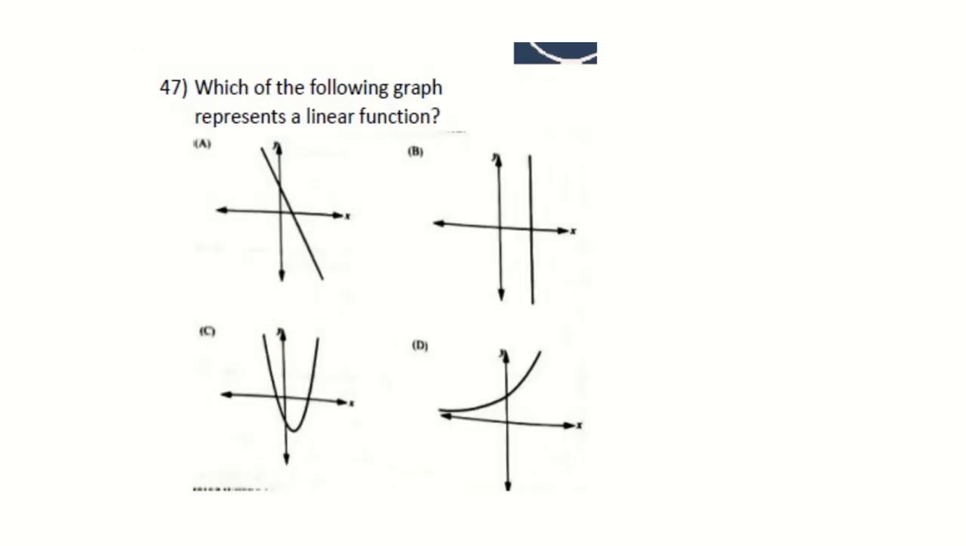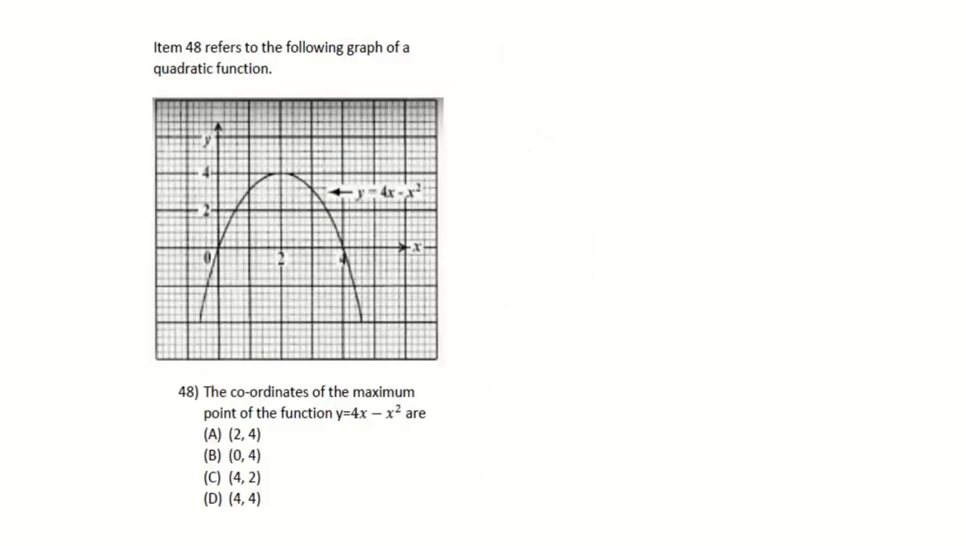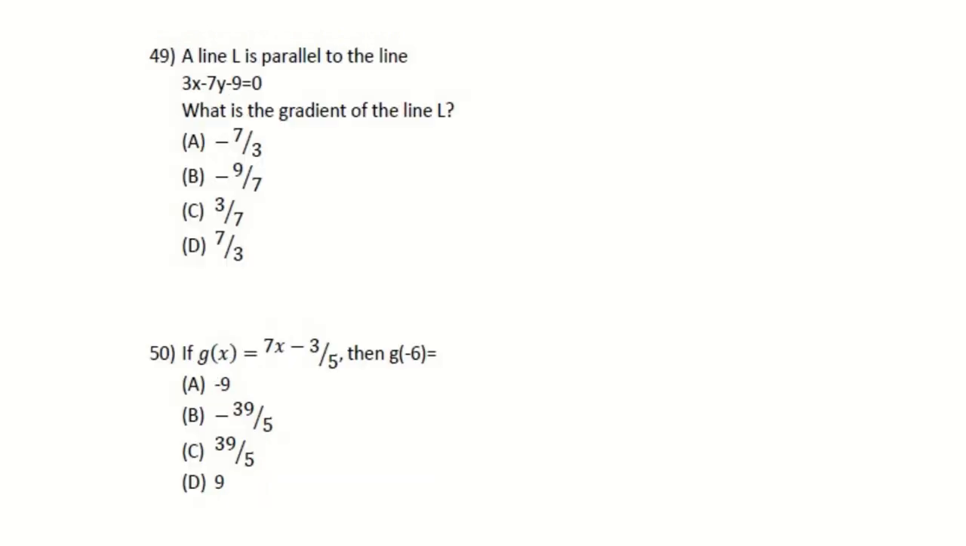This one here, this is a repeated question. We know it was not B, C, D, it was A. Right? This is our next repeated question. They want the maximum point. That's this coordinate here, 2, 4. A is your answer.